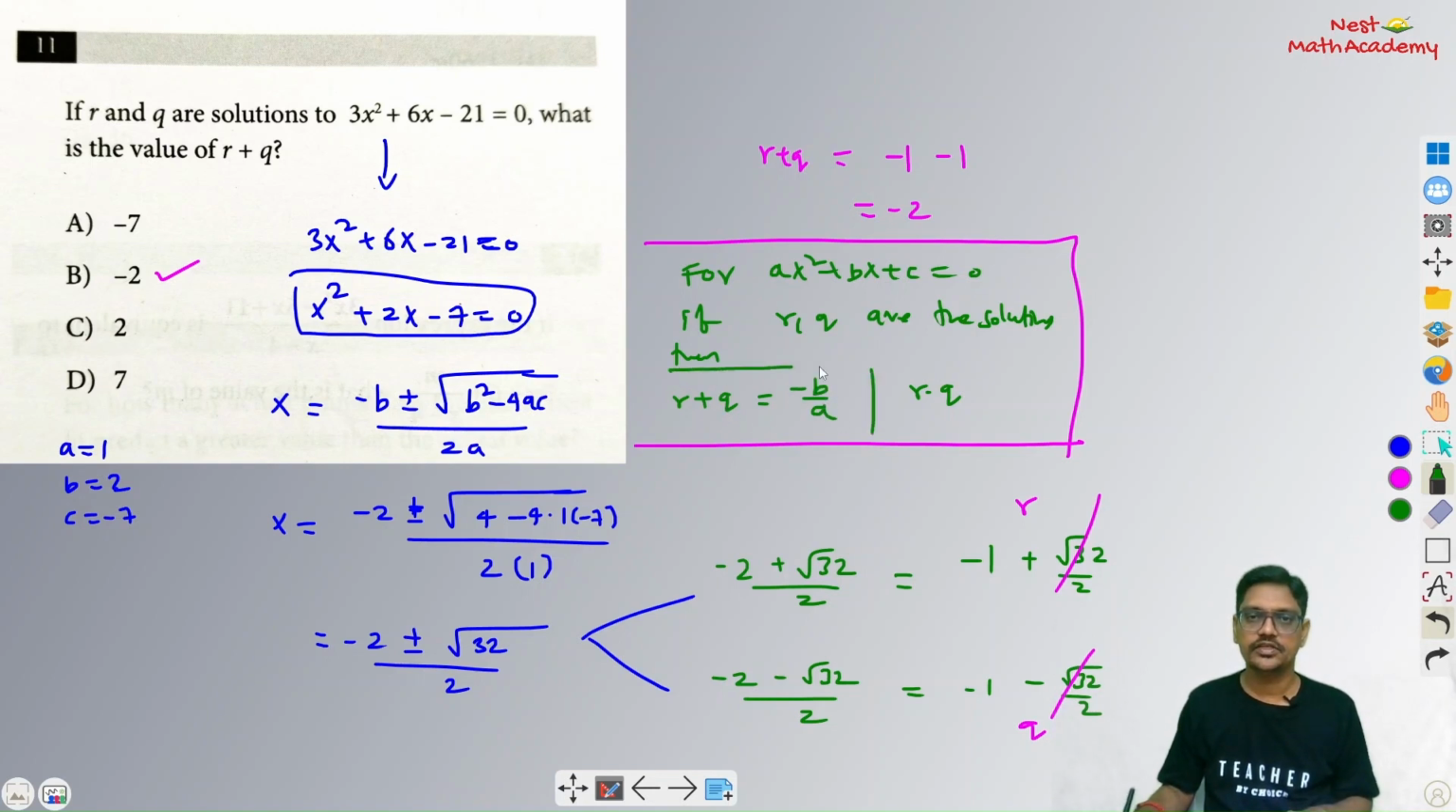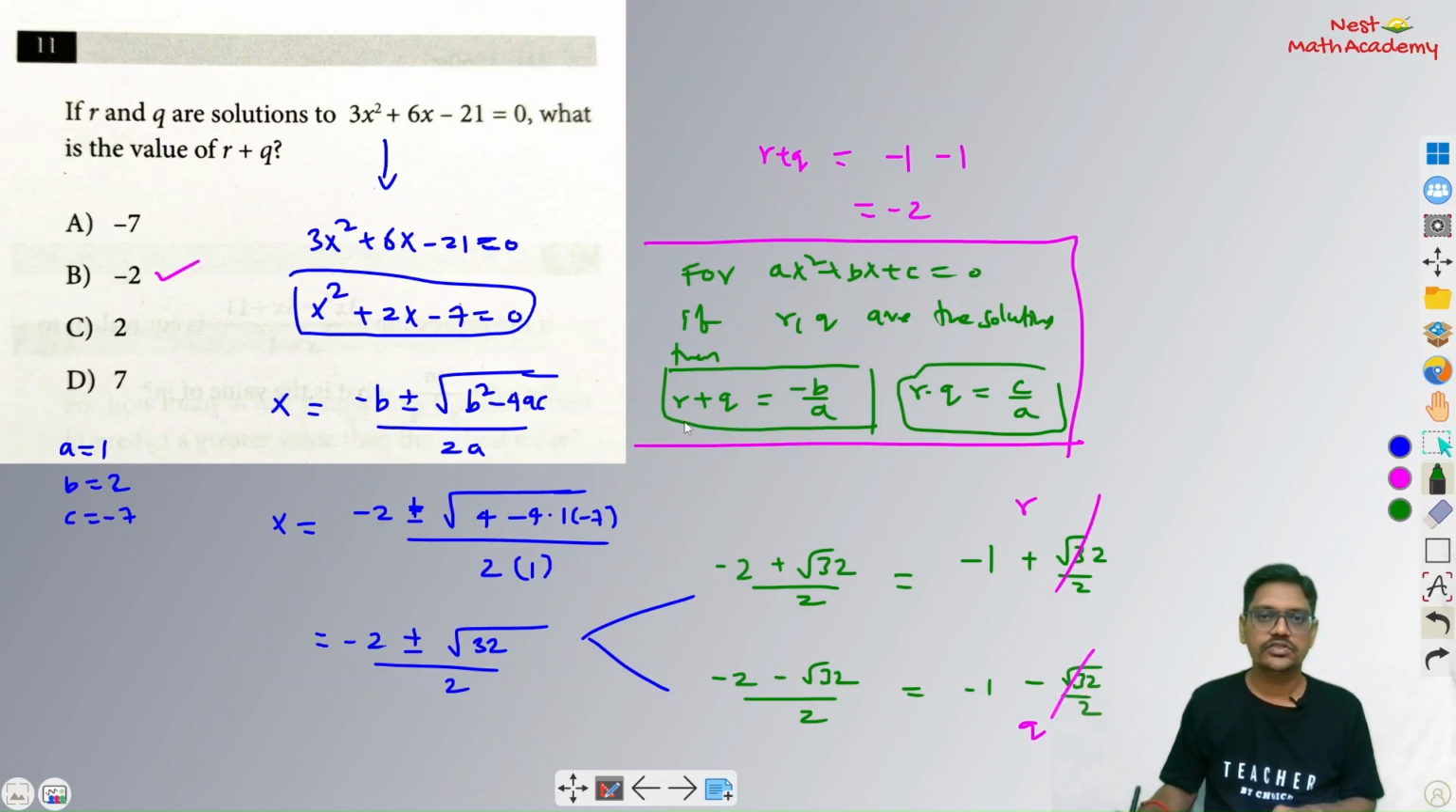Sum of the solutions is minus b over a, meaning minus of the x coefficient upon the x square coefficient. And the product of the solutions, or the product of the roots, is c by a. C divided by a means the constant term divided by the x square coefficient. In this case, if I wanted a direct answer, I would have used this formula.